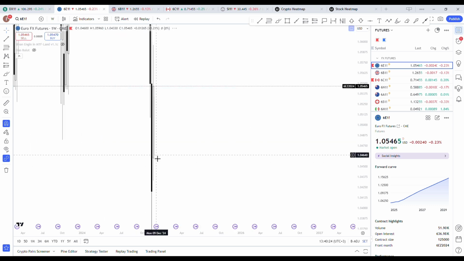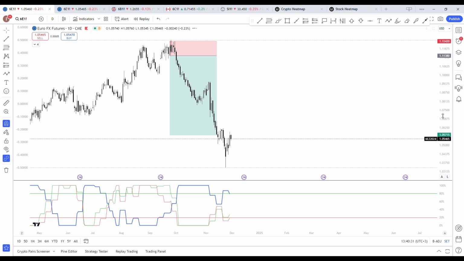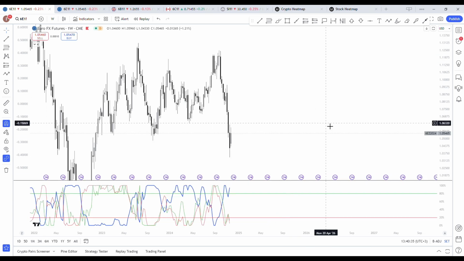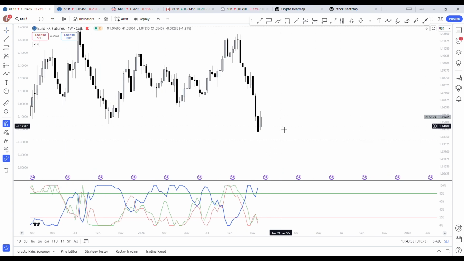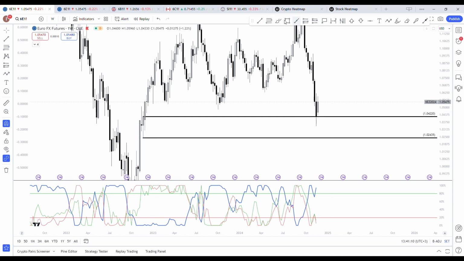Our next product is EURUSD futures. In the weekly chart, we can clearly see commercials are buying, and our bias on the dollar index is downward for a little time, like 1 month or maybe 2 months, but in my opinion it will be around 1 month. And if you look at EURUSD futures in the weekly chart, we can see a clear demand here. You can see this demand.